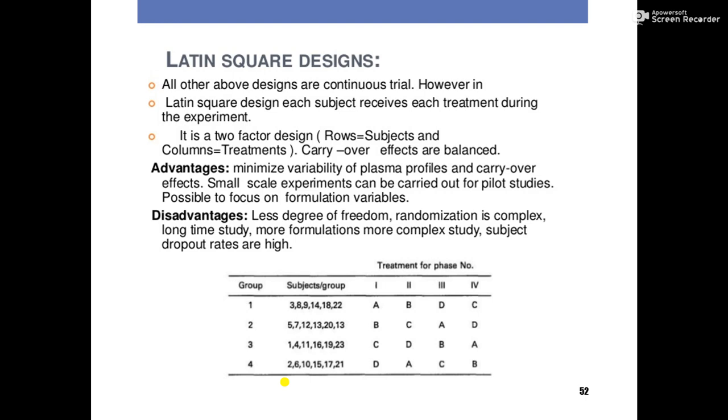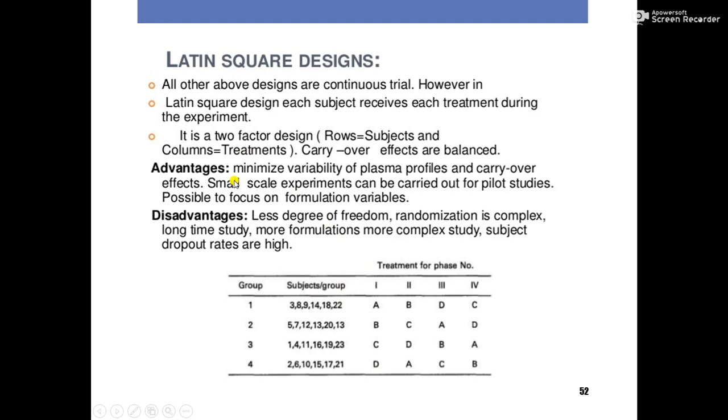Another one is Latin square design. In Latin square designs, all other above designs are continuous trials. However, in Latin square design, each subject receives each treatment during the experiment. It is a 2-factor design. 2-factor design means the rows are equal to subjects and columns are equal to treatments. So, the rows will be used for the subjects and columns will be used for the treatment.